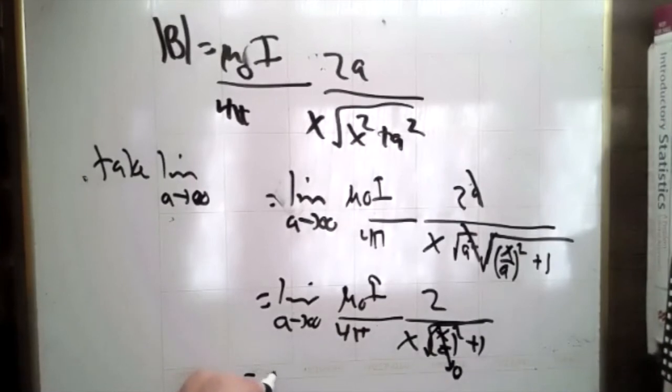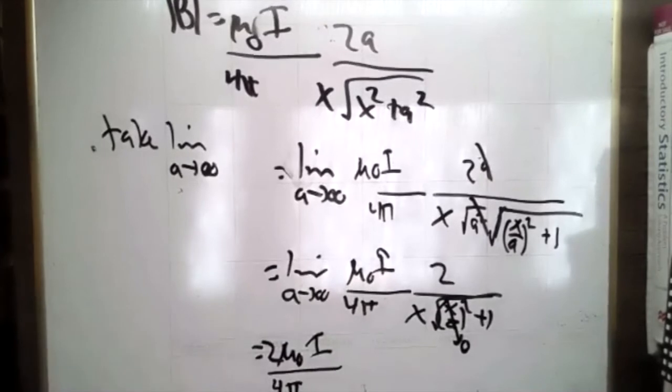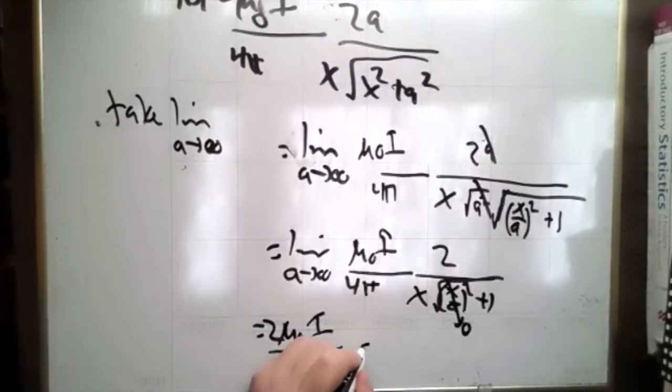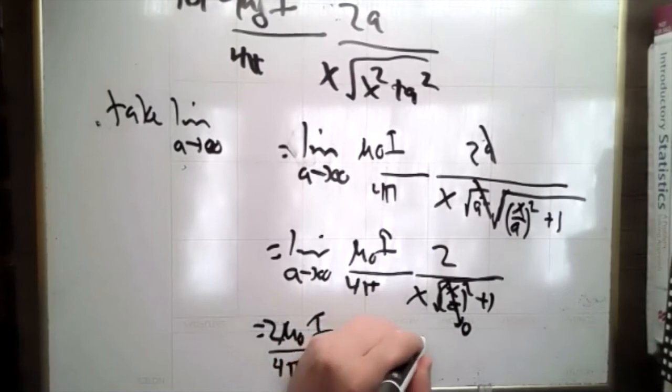We get this. I've taken the limit, so I don't have to write limit anymore. And then that 2 cancels. We get mu naught I over 2 pi x.